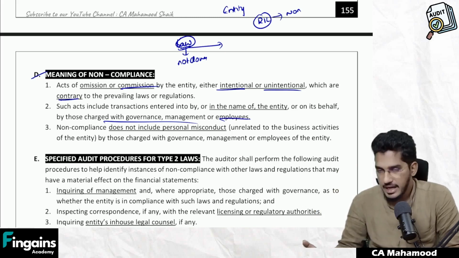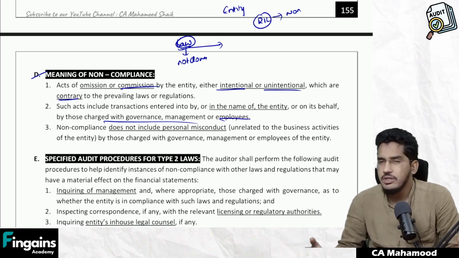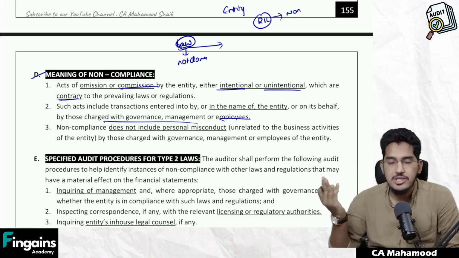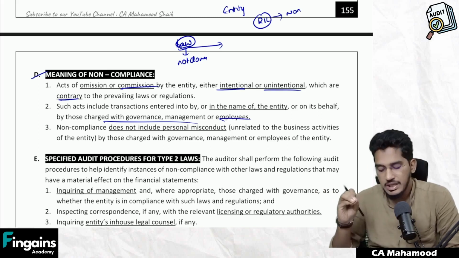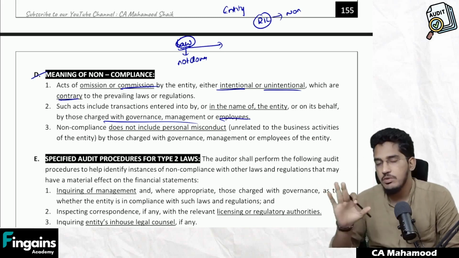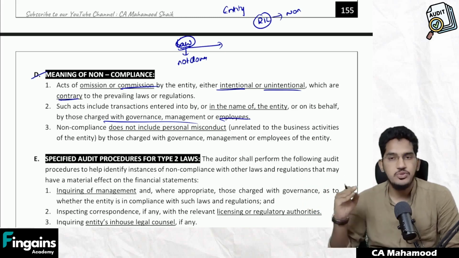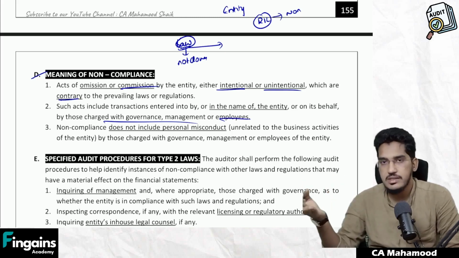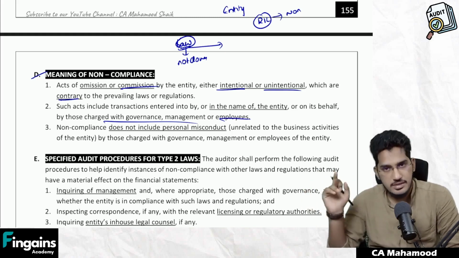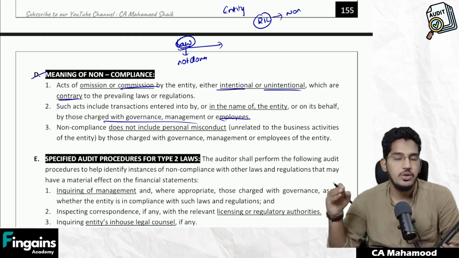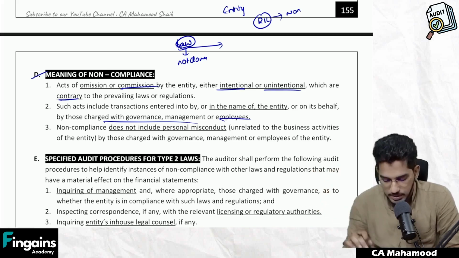Understood? When I say an entity made a non-compliance, the entity itself will not go and make it. The company is an artificial person. What I mean is that some transaction has been entered into in the name of the company or on behalf of the company by its directors, management, or some employees, and that transaction is against the provisions of the law. Then we call it non-compliance made by the company.